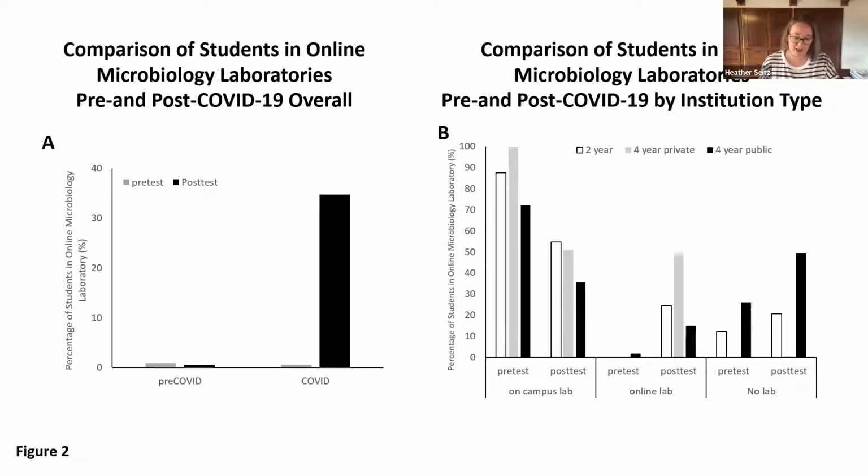And then we can see that the 4-year private shifted predominantly to an online lab format, whereas the 2-year was equally likely to have either an online lab or no lab by the end of the semester. We saw 4-year public shift to 49% of those students responding that they didn't have labs. So we saw an increase in the amount of students at the 4-year public that didn't have lab at all over the course of the semester.